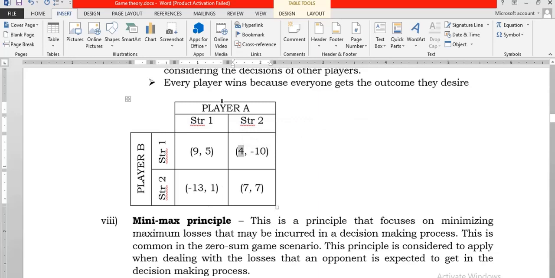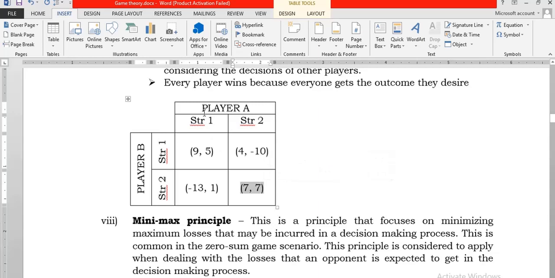Okay, and if player B chooses to play strategy 2, whereas player A is on strategy 1, it will lead to a loss of 13 on the side of player B, whereas player A will now be able to gain only 1 instead of the original 5 when they're both playing strategy 1, 1. Again, if they both play strategy 2, you see the gains they are getting, 7, 7.